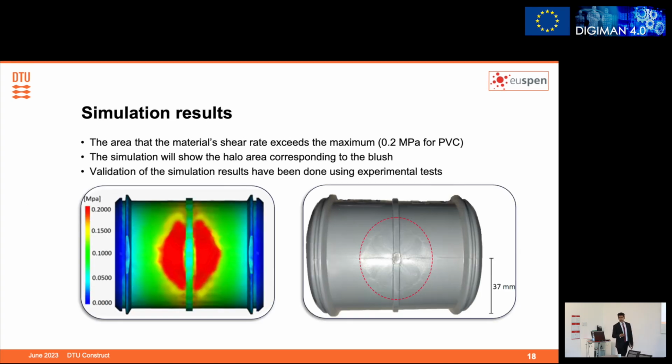And here you can see a simulation made with exactly the same inputs as this experimental part. As you can see, both the shape and area of the blush defect in the simulation are very similar to those of the experimental part. So this is how we validated our simulations.